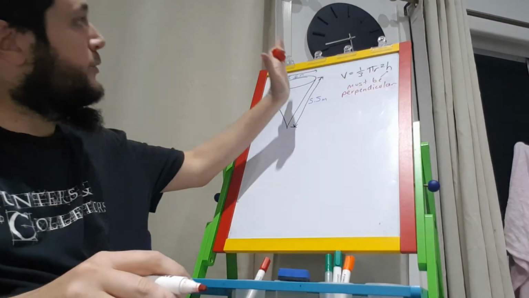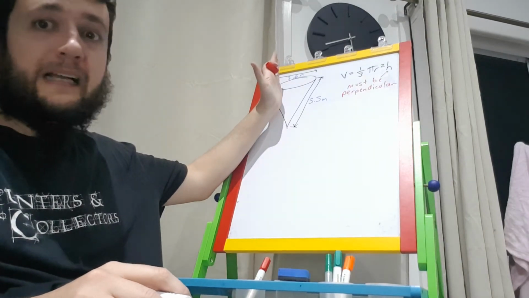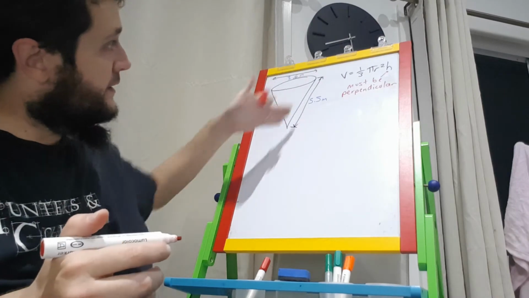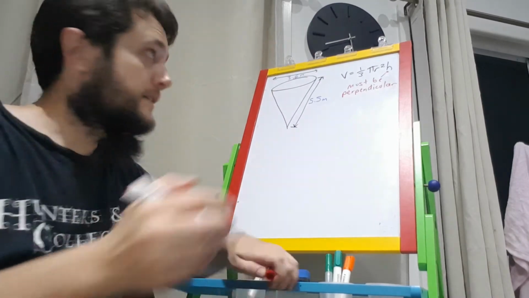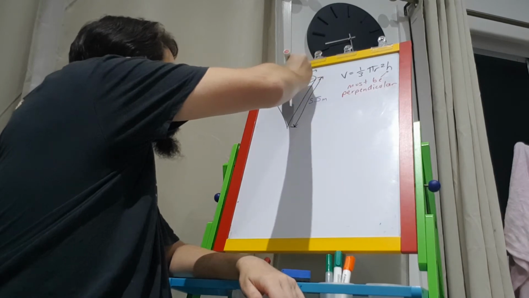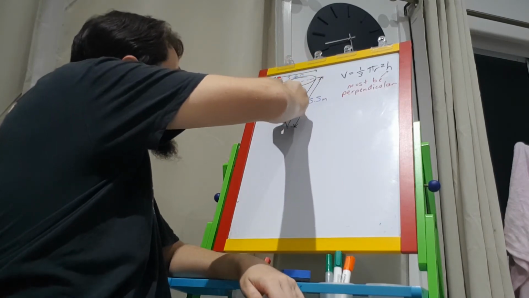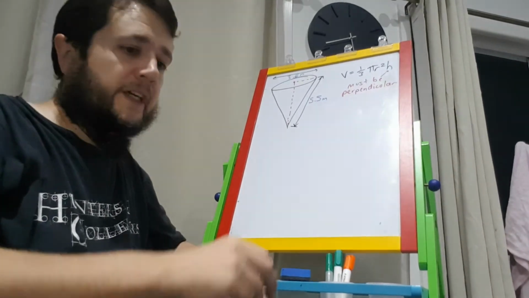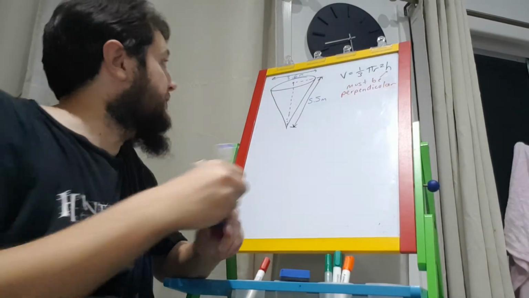So it needs to be at right angles to the top. I haven't given that. I've given you the slant height. I've given you the length along the side. Often, that's all you're going to get. But if you think about that, how are these all related?